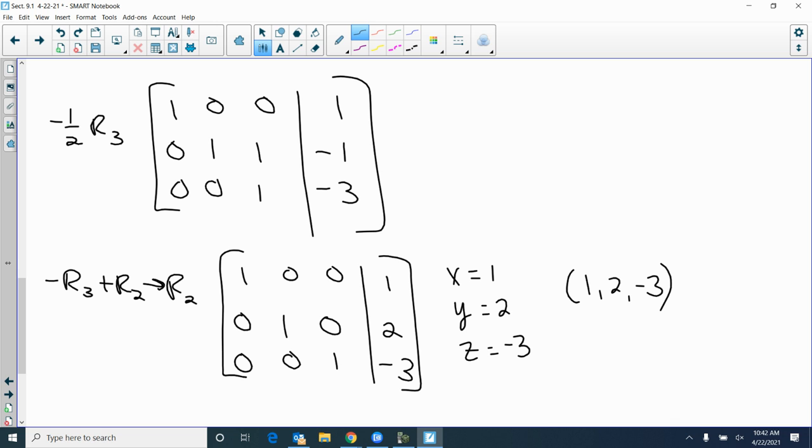And please make sure that you understand that you can take those and plug them back into the original equations and make sure they all work. Okay. All right, I want to do another one on the back there.